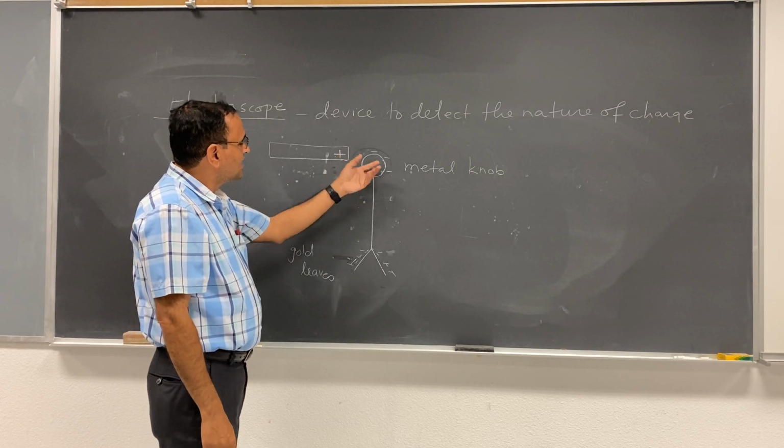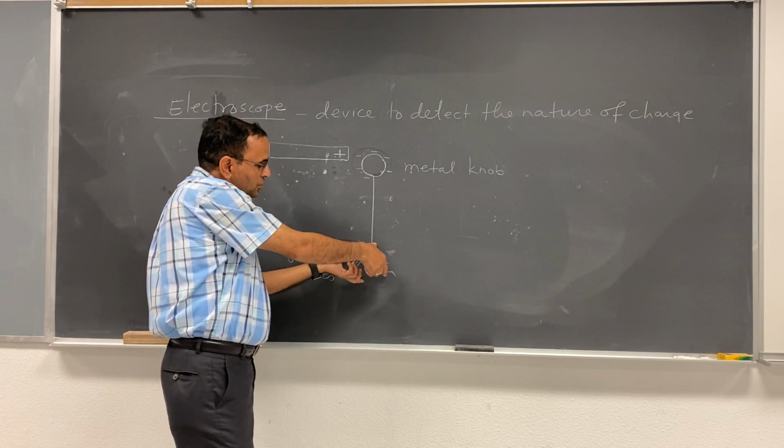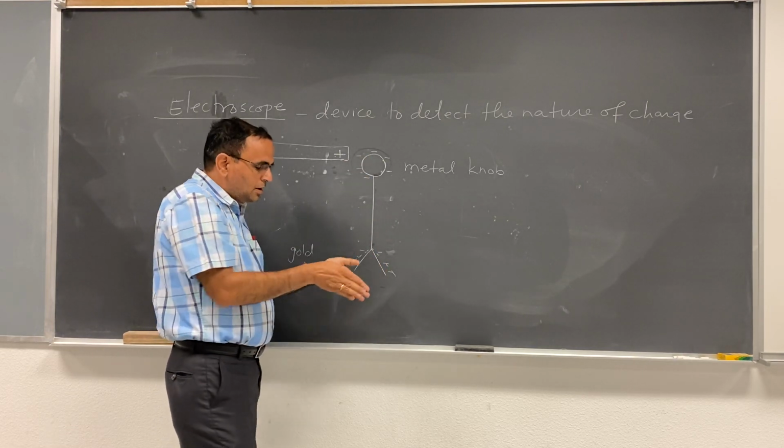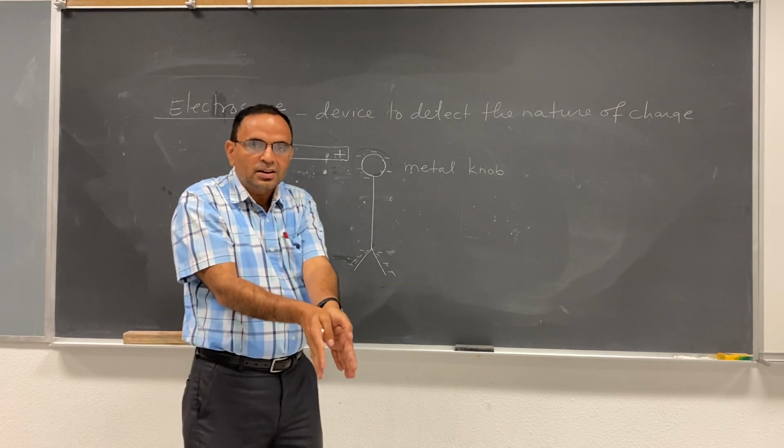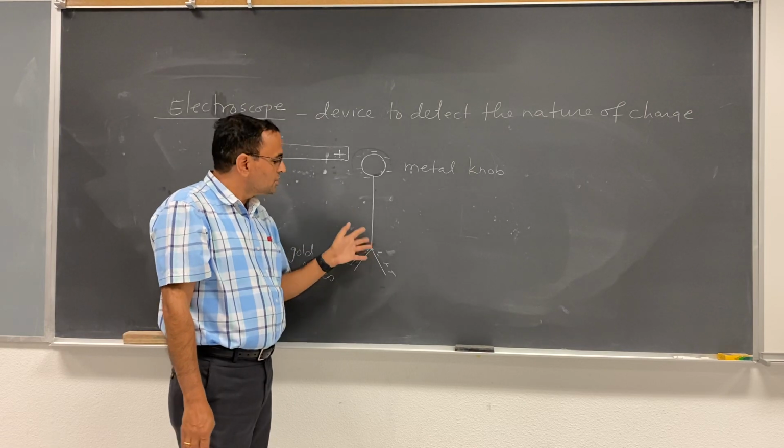This positive charge attracts this, so this goes there. So the amount of charge is decreased there, so they collapse like this. They come closer because the force is decreased here. Okay, so this is how it works.